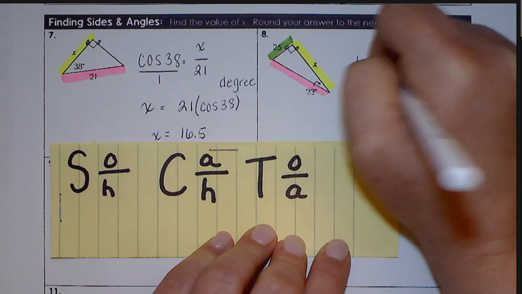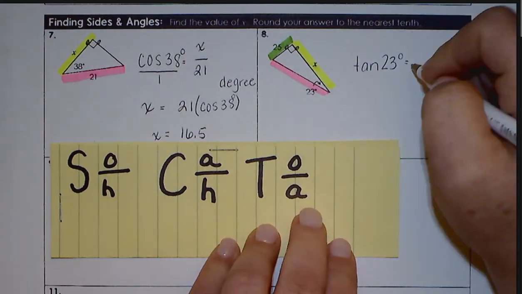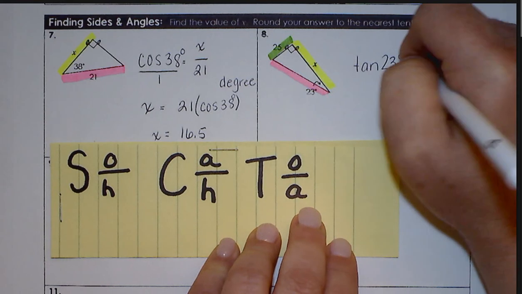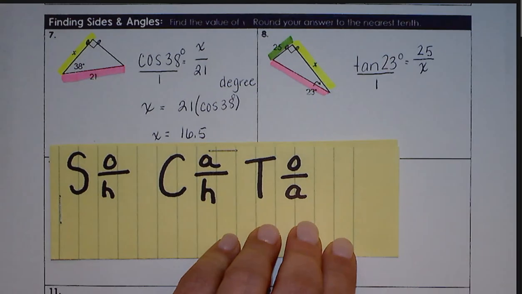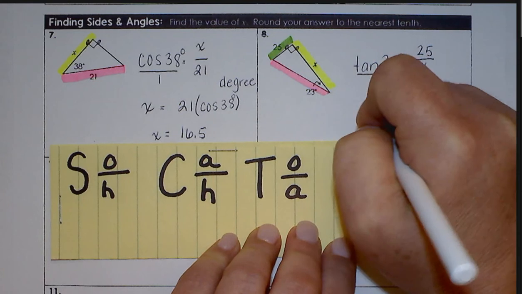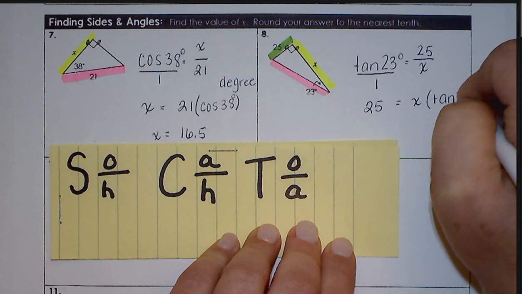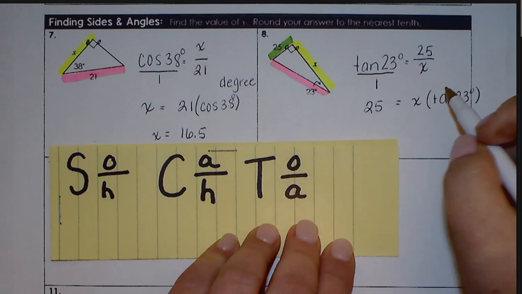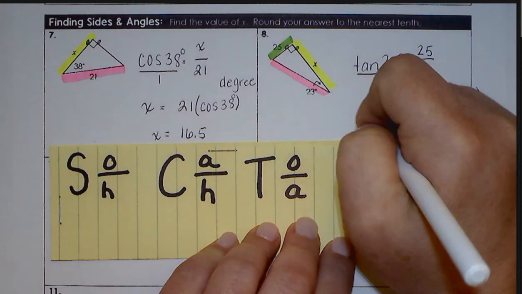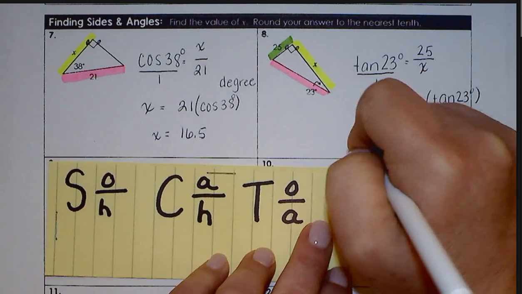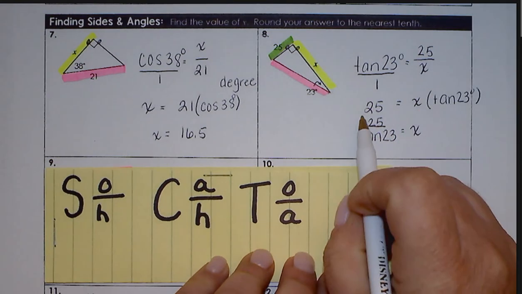So the tangent of a 23-degree angle is going to be the opposite side, which is 25, over the adjacent side, which in this case is x. Again, I need to cross multiply. So I say 25 times 1 equals x times the tangent of 23. Now my goal is to solve for x, so I'm going to divide both sides by this tangent of 23. And again, don't change that into a number yet. Leave it in this format as long as you possibly can. So now your x is going to be 25 divided by tan 23.